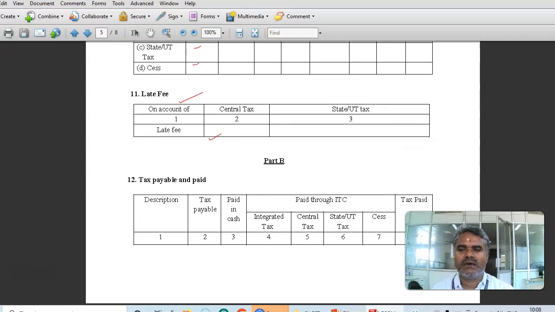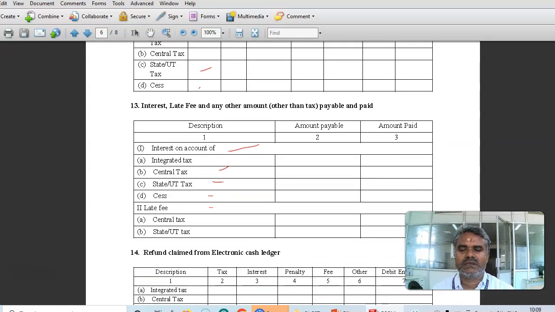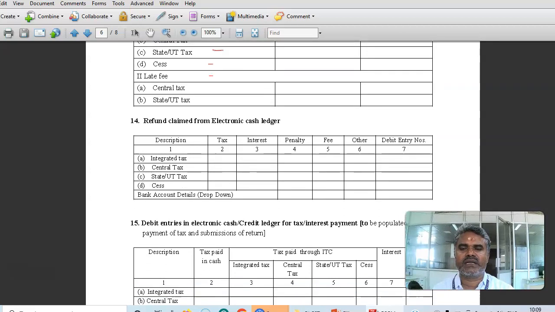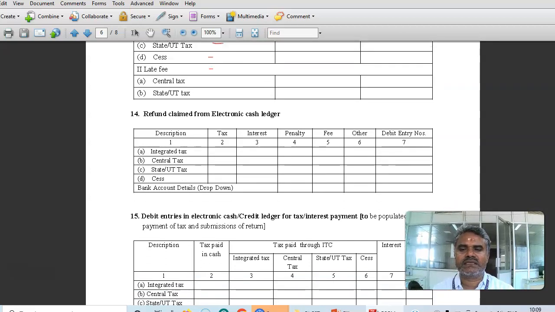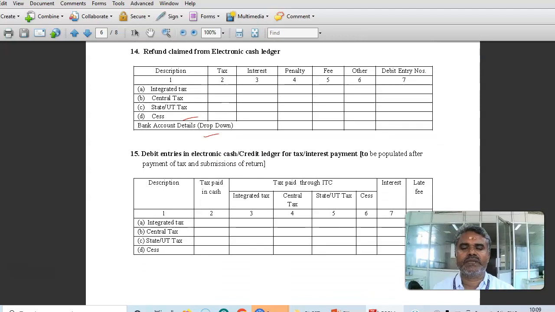Then tax payable and paid. Here: tax payable, paid in cash, paid through ITC, set off. Then final tax paid: integrated tax, central tax, everything. Then interest and late fee. Then refund claim from electronic cash ledger: integrated tax, central tax, state tax, cess. Whenever you paid in excess, that amount will be refunded.